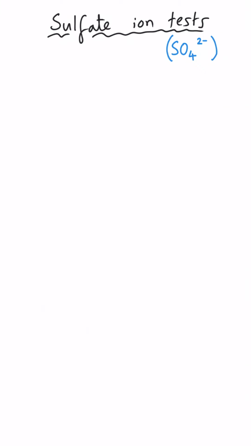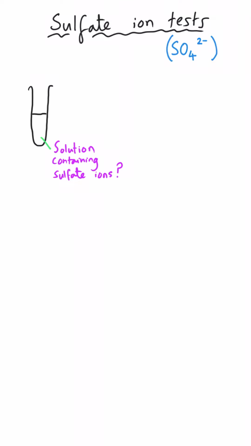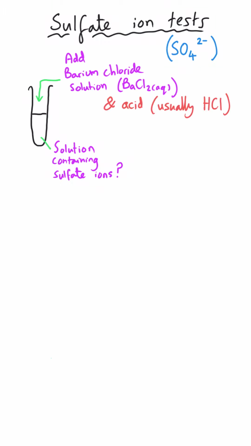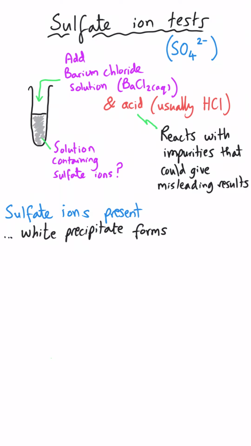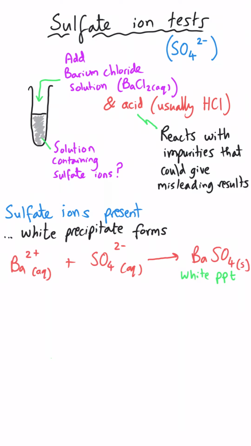You can also use group 2 elements to test for the sulfate ion. And the way that you do that is you add barium chloride solution in the presence of an acid such as hydrochloric acid, and if sulfate ions are present in your unknown sample, you will see a white precipitate forming. And that's because you've made barium sulfate, which is insoluble, and so that is the identity of the white precipitate.